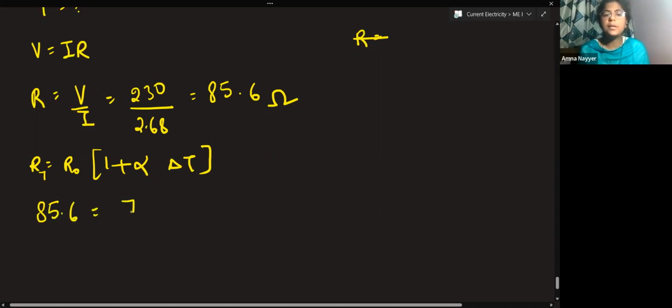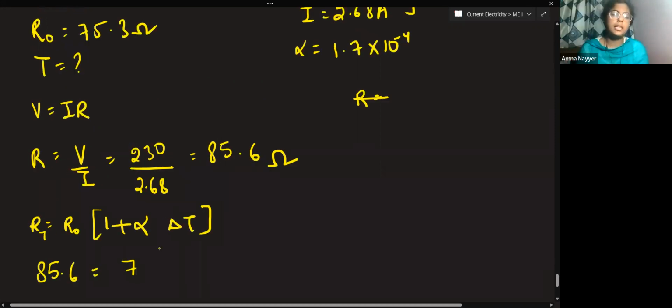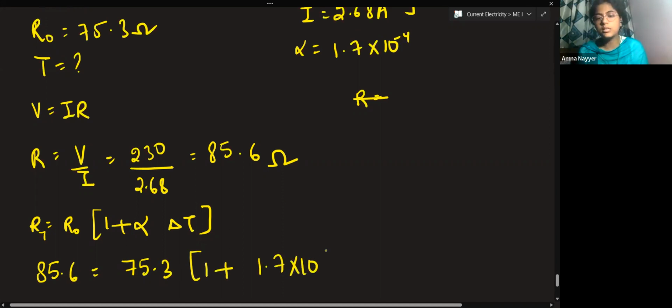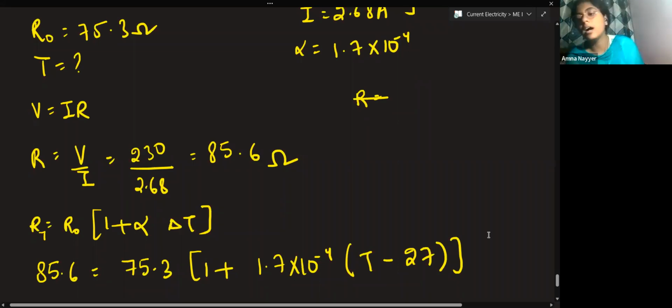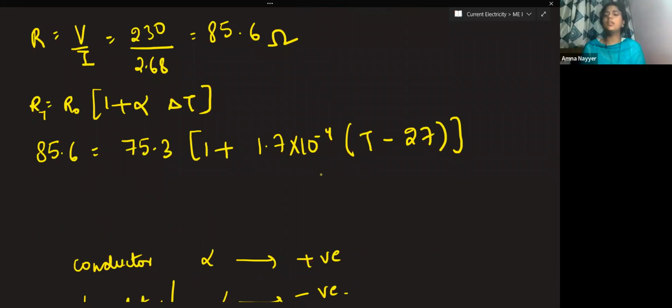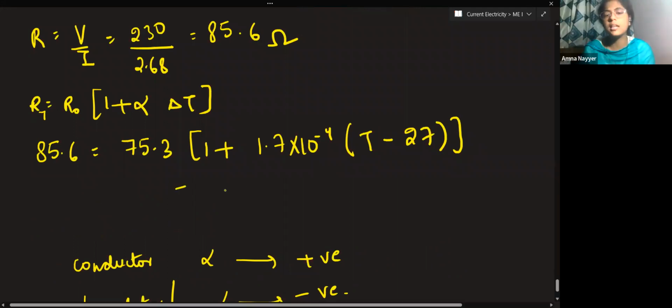85.6. Room temperature resistance was, I think, 75.3. That was 75.3, into 1 plus alpha, which is 1.7 into 10 to the power minus 4, and delta T. T we don't know, T naught we know is 27 degrees Celsius. This will be our equation that we have to solve. When you solve this equation, you will get the answer around 846 degrees Celsius.